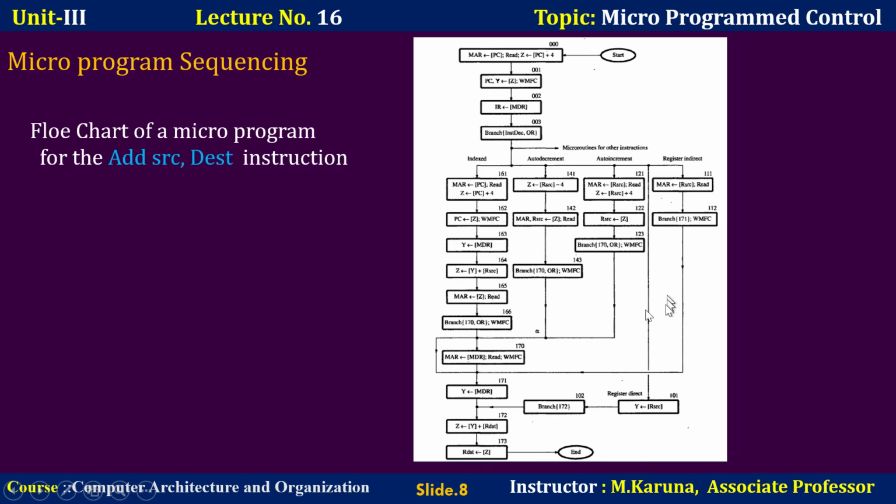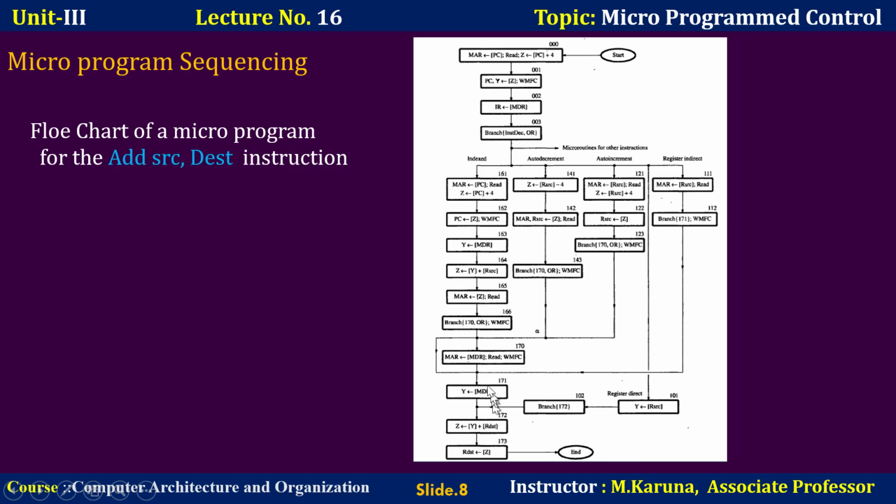Likewise, here five addressing modes of specifying the data are available. Each addressing mode is assigned some address. Register direct has 101, register indirect has 111, auto increment mode has 121. Likewise, addresses are assigned to each branch. All these modes of specifying the data will be selected by OR operation. So here we have 171, 172, 173.